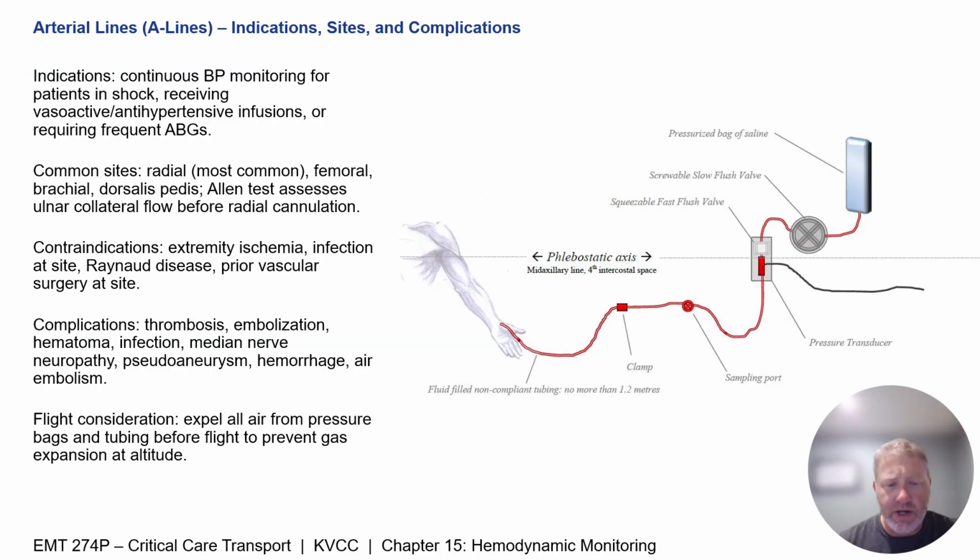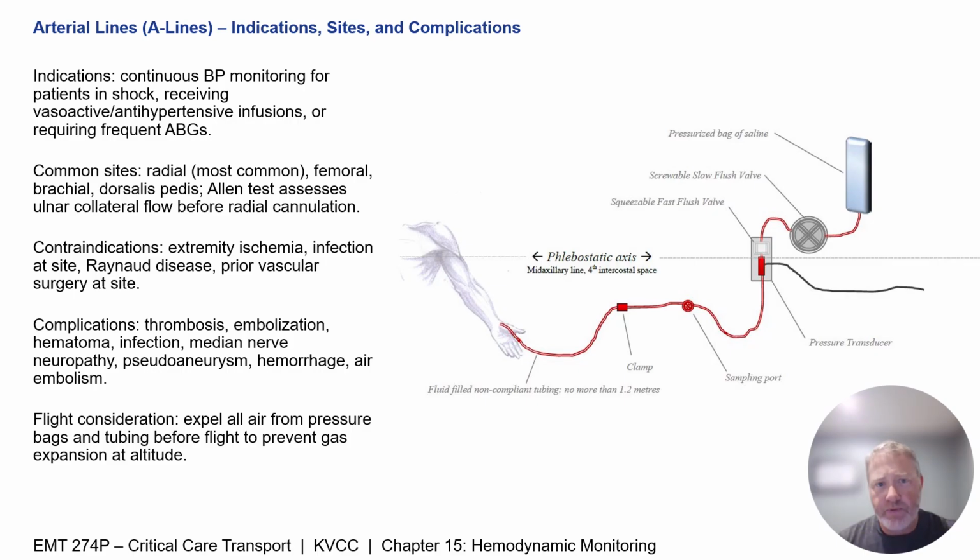We'll begin with art lines, and this kind of piggybacks off of the invasive line lecture that was prior to this one. So let's take a little bit of a deeper dive into this. Arterial lines are indicated when continuous pressure monitoring or frequent arterial blood sampling is needed. The radial site is common because it's relatively accessible and usually has a high collateral flow through the ulnar artery.